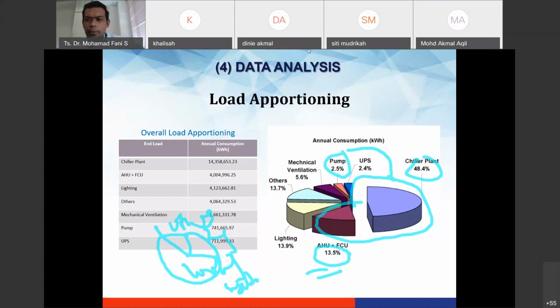Can't get it. Guys, are you with me? 64.4. Sorry, Kalisa. 64.4%.